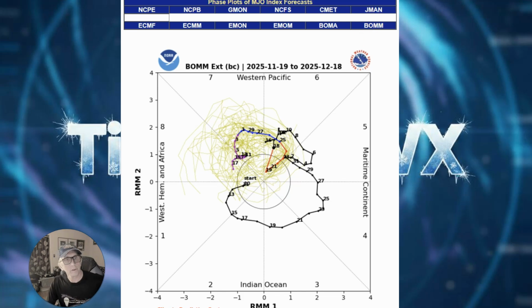So what do you take away from this? If you split the difference between them all, we're likely to have, at least according to models, an MJO signal moving into the Western Hemisphere, the middle part or late part of December. And next we're going to talk about how that might impact the weather in the United States in the coming days.